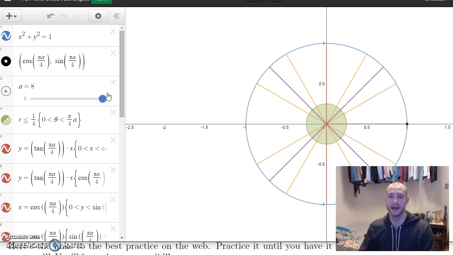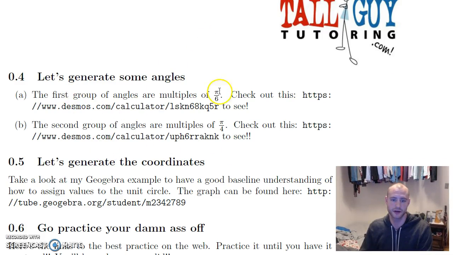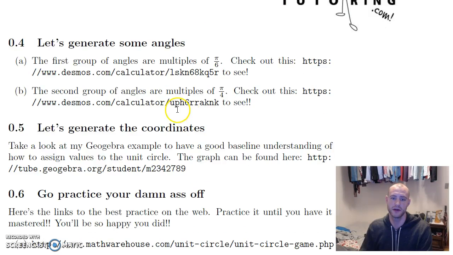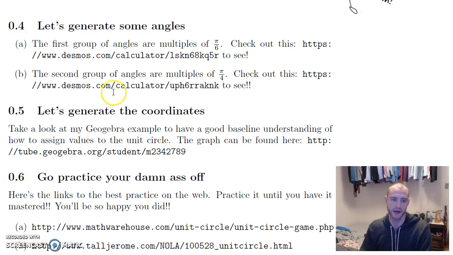You want to be sharp with that skill anyways. So learn that. Yeah, so that's how we generate the angles in the unit circle. Awesome. And I'll make both of these graphs available in this document. You can download the document and you get the links. That's in the description of this document.